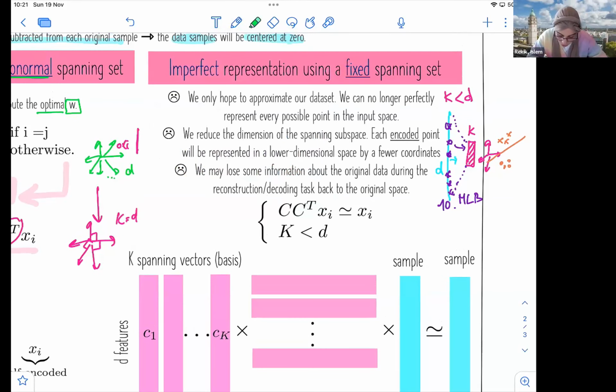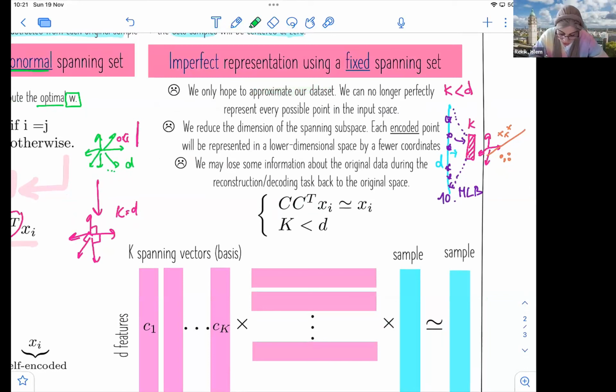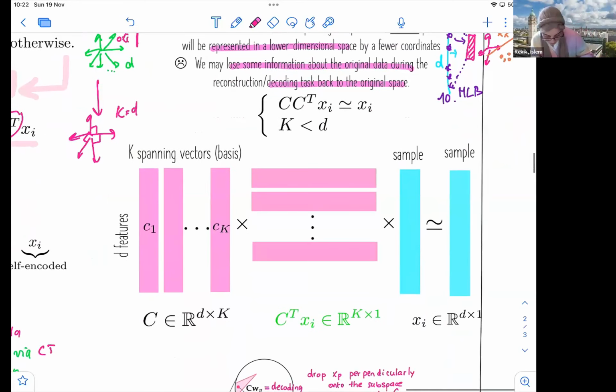So in imperfect representation, we only hope to approximate the data set. We are not just mapping from 3-dimensional into 3-dimensional. Now we're mapping from 3-dimensional into 1-dimensional or 2-dimensional. So we're losing information. We can no longer perfectly represent every possible point in the input space, especially in this new space that we are creating. Also, we reduce the dimension of the spanning subspace. Each encoded point will be represented in a lower dimensional space by fewer coordinates, K coordinates. And then we may lose some information about the original data during the reconstruction, or decoding, back to the original space. So let's look at this example here.